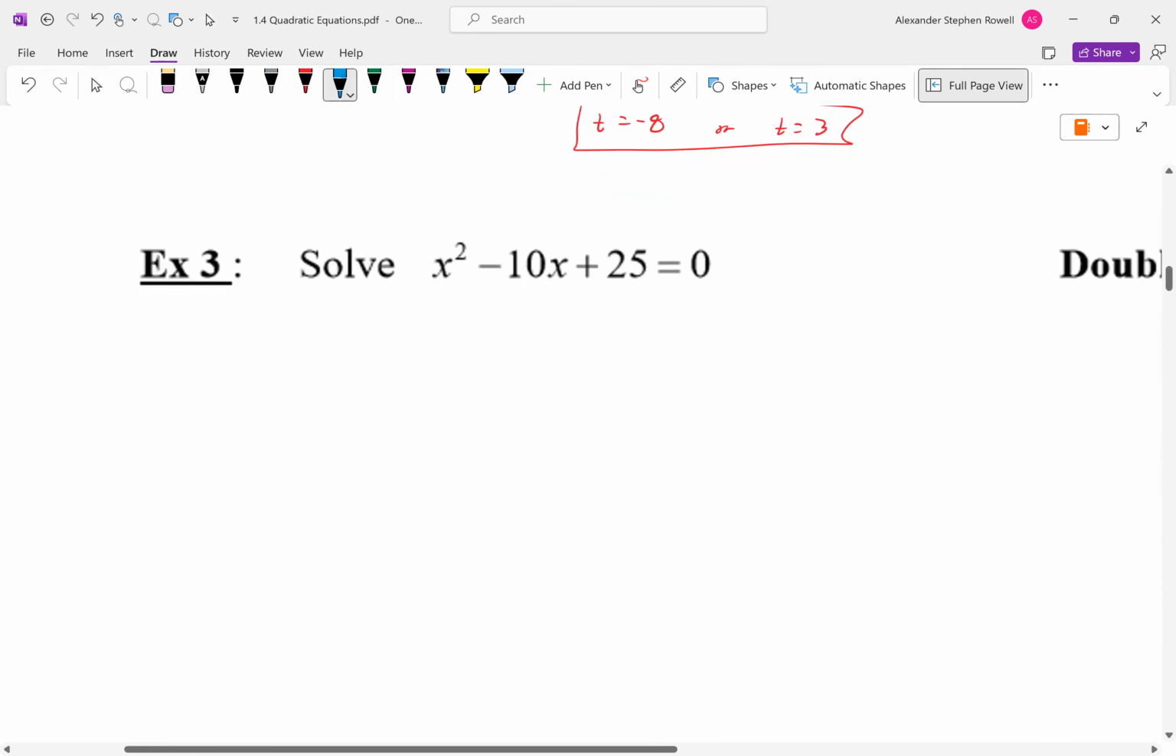This one factors into x minus 5 times x minus 5. So x equals 5 is a repeated root. Looks like these can have one solution.